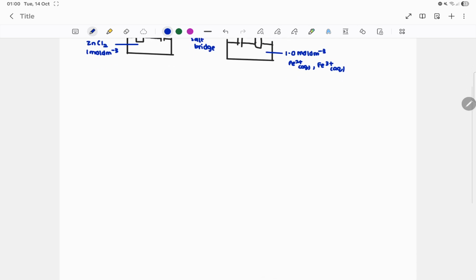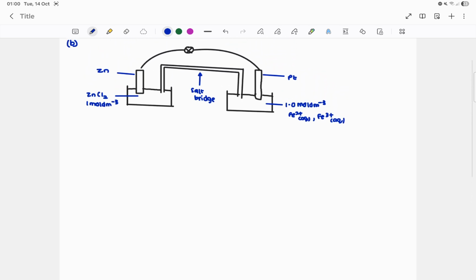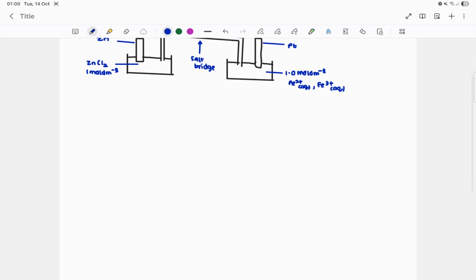When the two electrodes of the above cell were connected using a copper wire, a current flows. Write the following relevant to that cell. So we are supposed to write the anodic reaction and cathodic reaction.